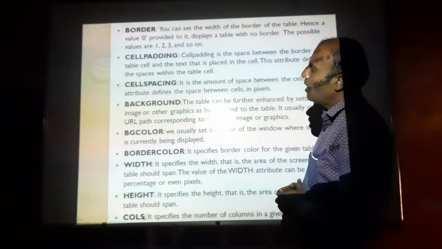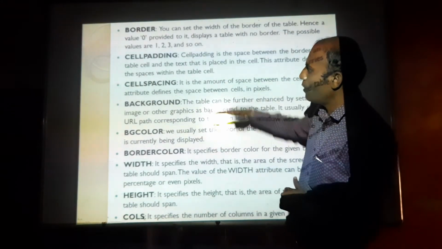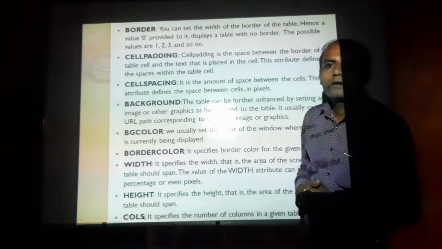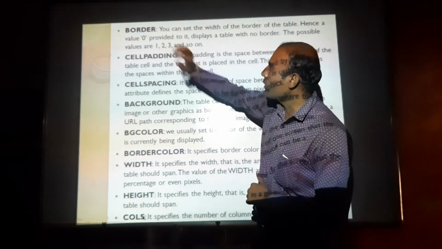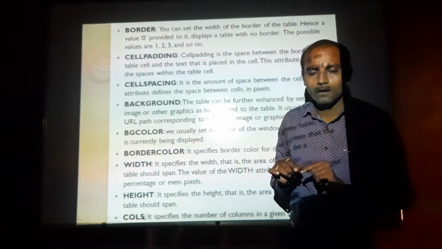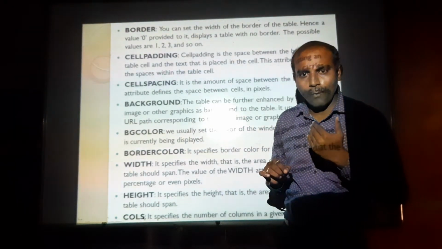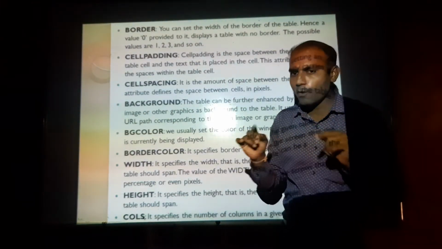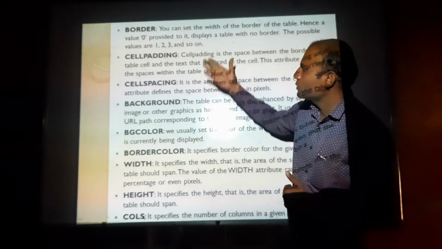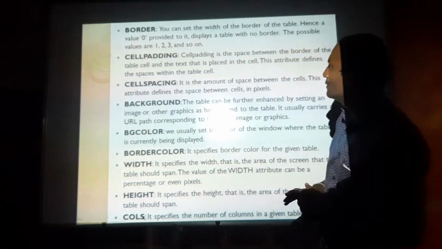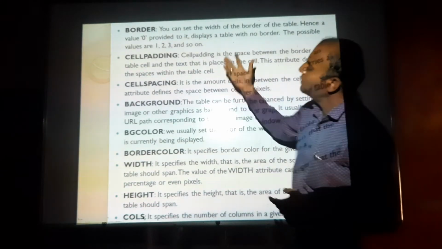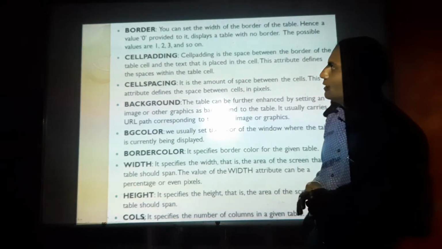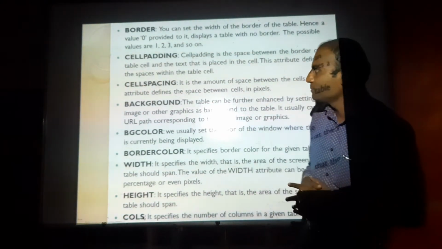Apart from align and valign, we have other attributes associated with the table tag, such as border. When you create the table, you want the border to be applied to that table or not. If you don't want the border, you can give the value 0. Otherwise, you can specify 1, 2, 3 and so on, which will set the width of your border.